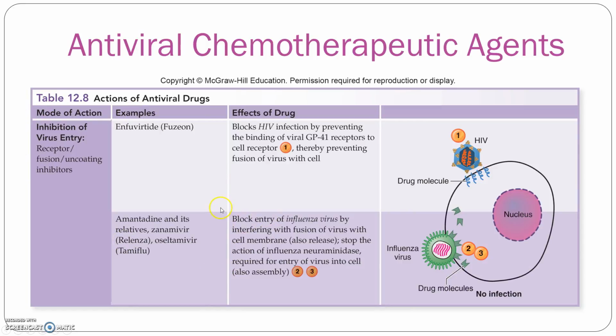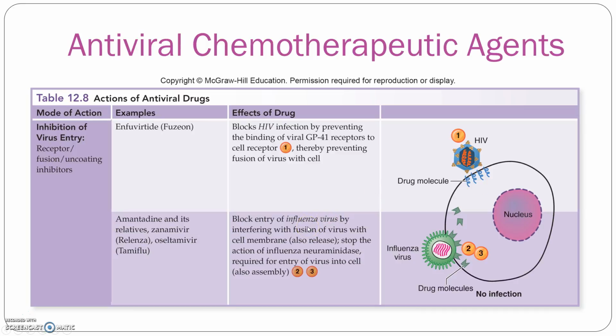All right, so the first mode of action we talked about is inhibition of viral entry. In this case, there's a couple of classes. The first one is an effective one against blocking HIV infection. So there are these receptors, GP41, and they actually prevent that interaction between the GP41 viral receptors and the cell receptors on the host cell.